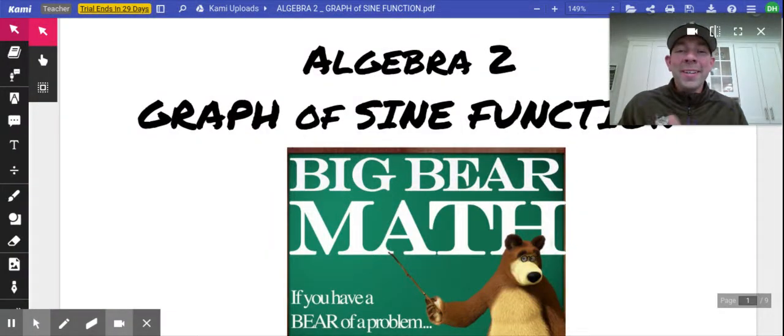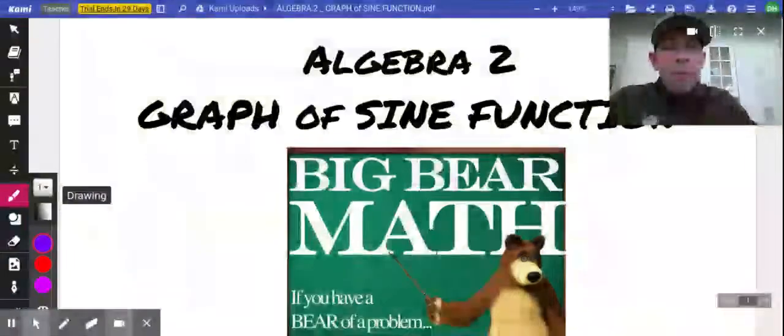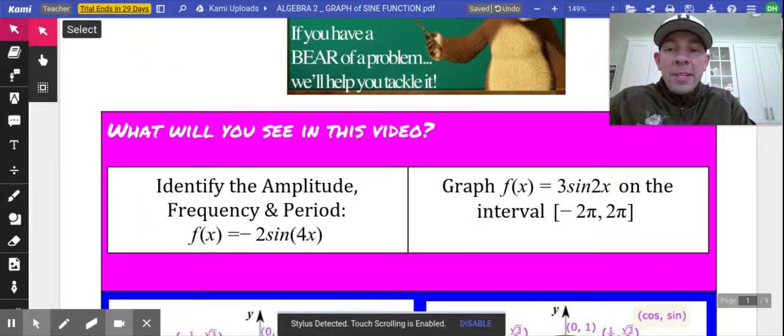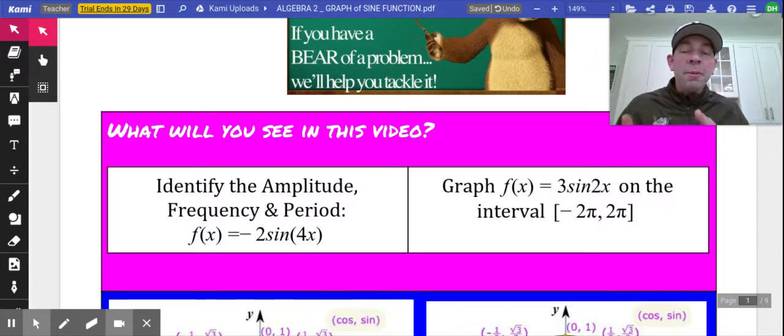Hey, I'm really excited to be able to share with you the sine function and the graph of that sine curve here today. I think these trig functions are so fun to graph because of their cyclic nature, and we're going to dive right in. Hopefully when it's all said and done here today, we're going to be able to identify things like amplitude, frequency, and period, and also interpret them.